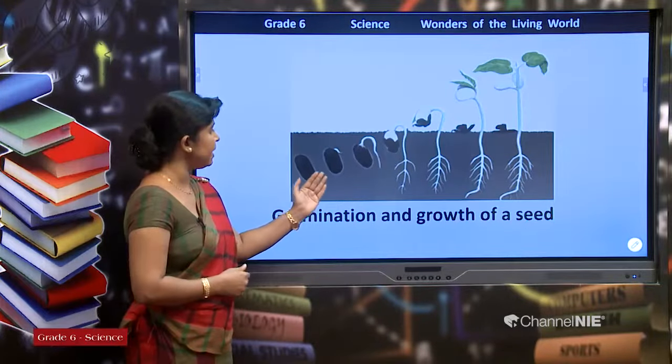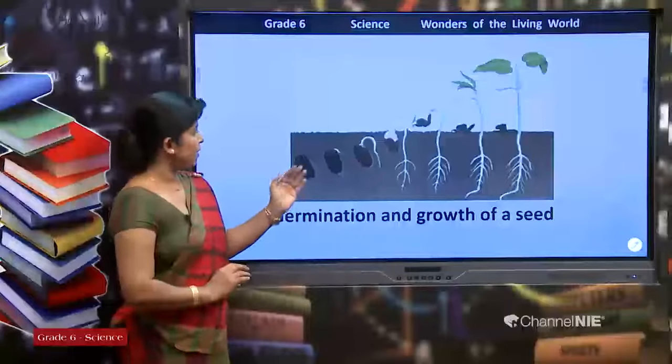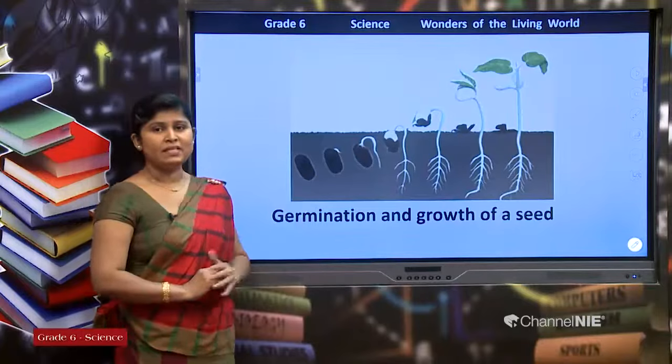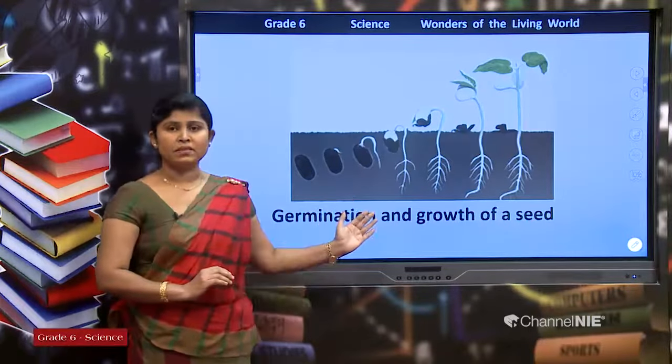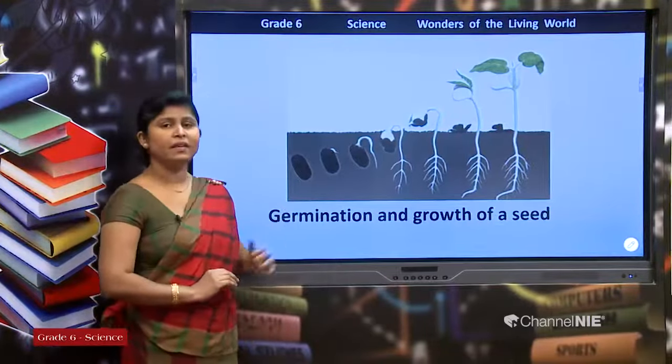Then the seed has started to germinate, right. Germination and growth of a seed, you can see the seed is germinating and it has become a plant. That is also an example for the growth of the plants. My dear children, now you can see how the growth of a plant takes place by looking at the diagram.